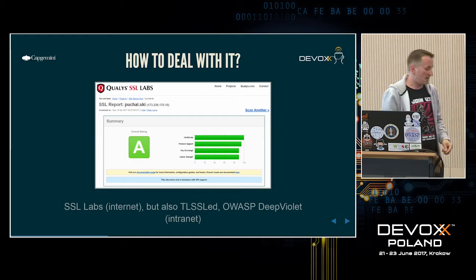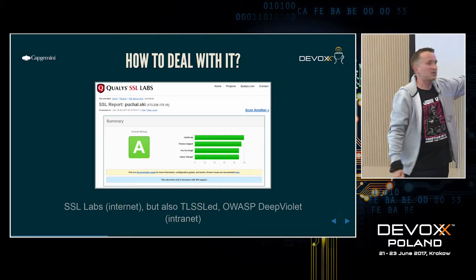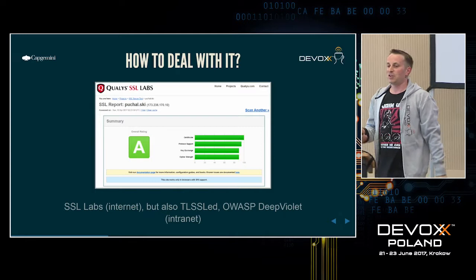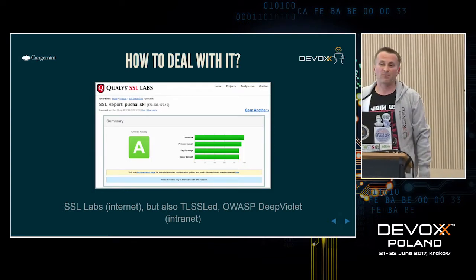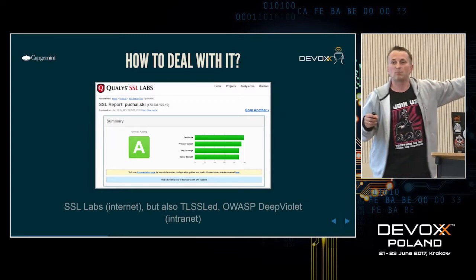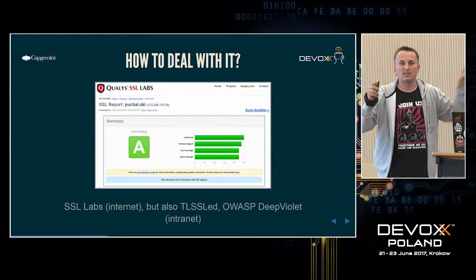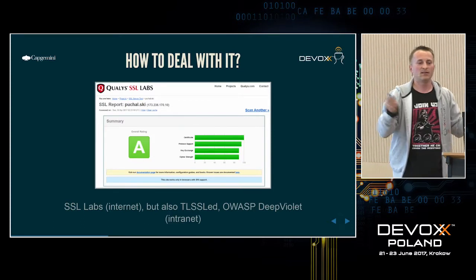And if your application is an intranet, you must use some trick, such as scripts that run in a shell, or there is another product from OWASP, Deep Violet. Those tools are free, and you will get a response within seconds. There is no reason not to do it. The attackers will do it.